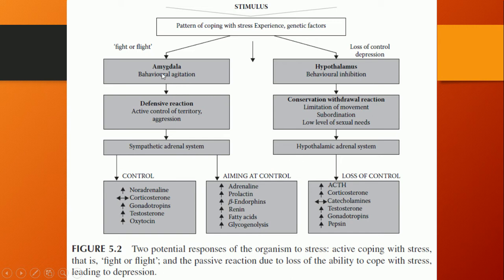So for the fight or flight, we have the amygdala, then we have the effect, which is behavioral agitation, and then what are the defensive reactions since this is fight or flight: active control of territory, aggression, and then there is activation of the sympathetic adrenal system. So these are the hormones: noradrenaline, corticosterone, gonadotropins, and testosterone and oxytocin. For aiming at control, these are the hormones: adrenaline, prolactin, B endorphins, renin, fatty acids, and glycogenolysis. So this is for the fight or flight.